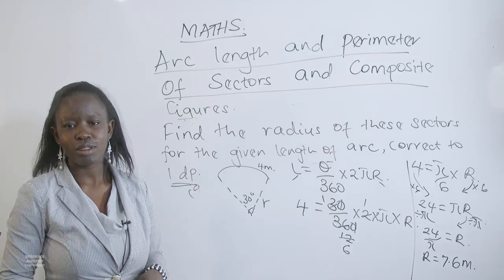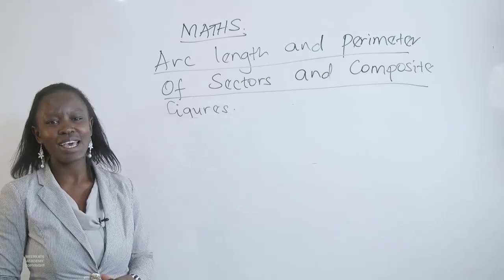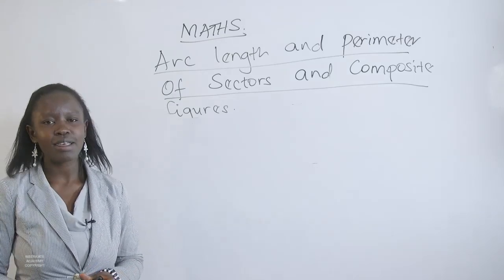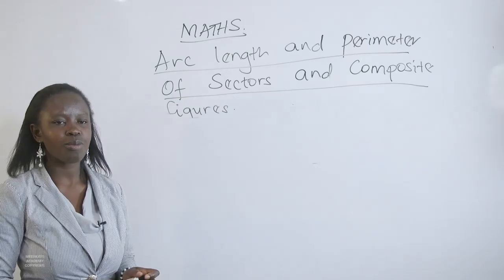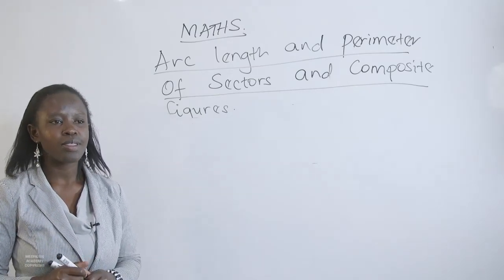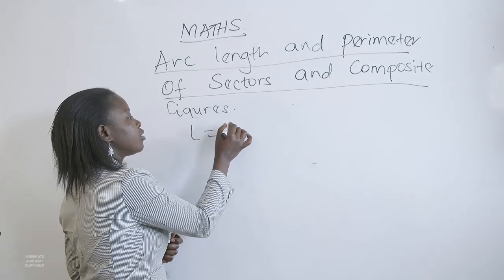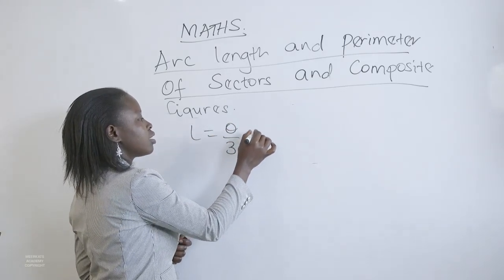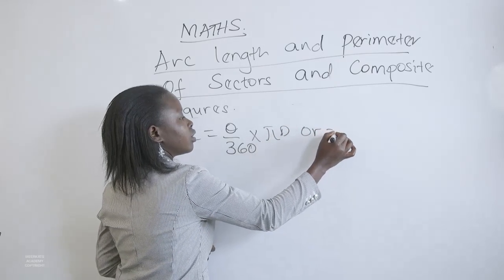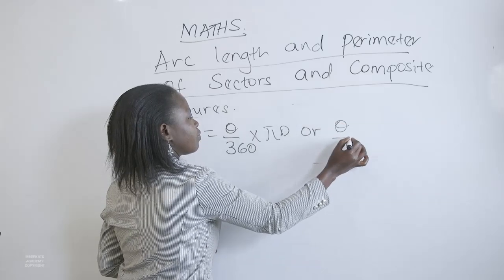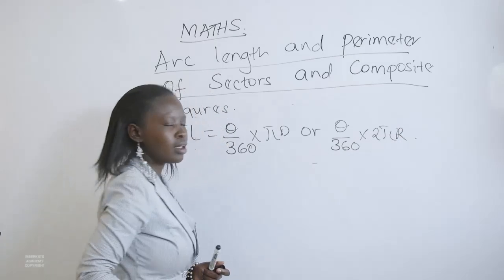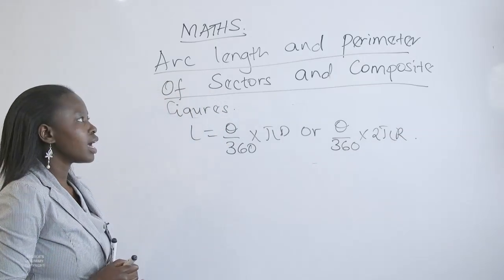So we have 7.6 meters. So we've been looking at the arc length, the perimeter of sectors, and the perimeter of composite figures. Whatever is important to note is that the arc length is simply obtained by theta over 360 times pi d, or we have theta over 360 times 2 pi r. So that is how we get the arc length.